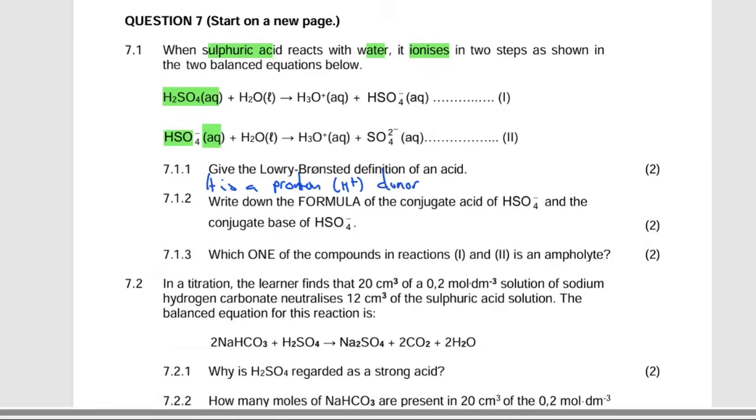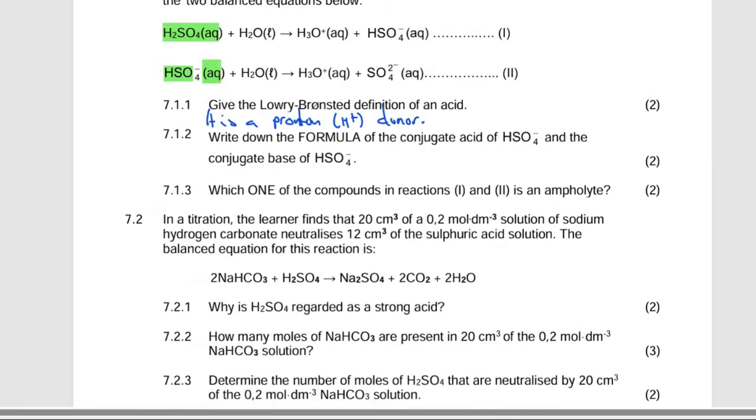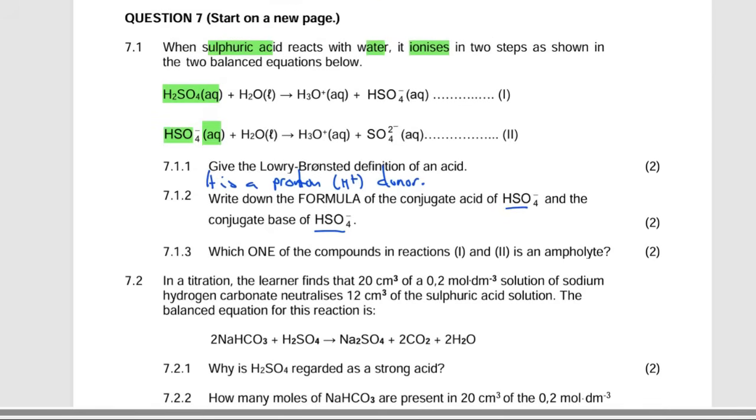So that's how we define a Bronsted-Lowry acid, right? So it is a proton donor. Then after this, they are asking us to write down the formula of the conjugate acid of what? H2SO4, and the conjugate base of what? HSO4 negative. So from our definition there, we know that our conjugate acid is going to be H2SO4, from the top there.